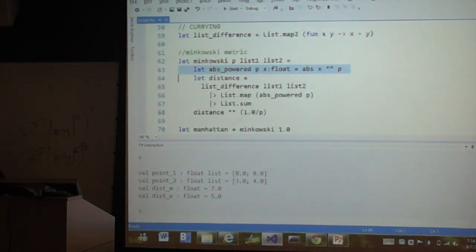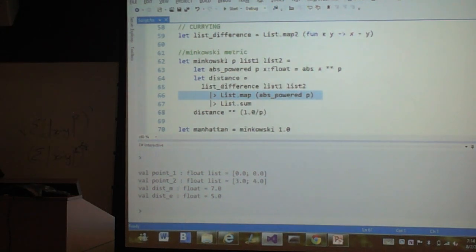Okay. And then could you have defined this difference inside Minkowski? I could have. The distance then takes the list difference of the 2 lists. So it does the subtraction in here. And then it maps all of that using the absolute power of p. So it takes this x minus y and then takes the absolute value and takes it to a power.